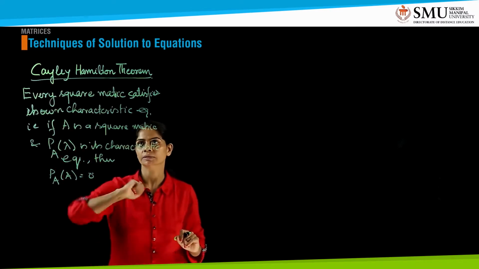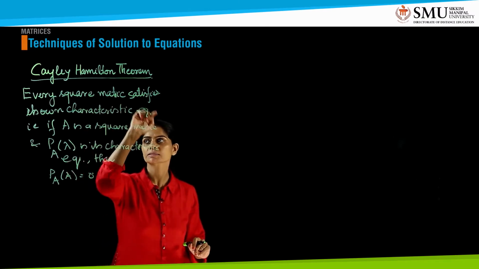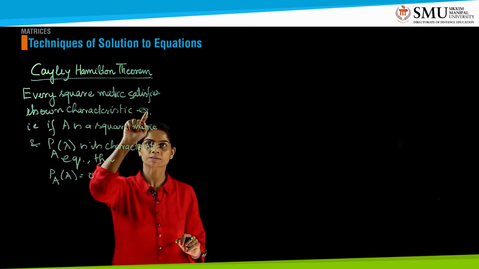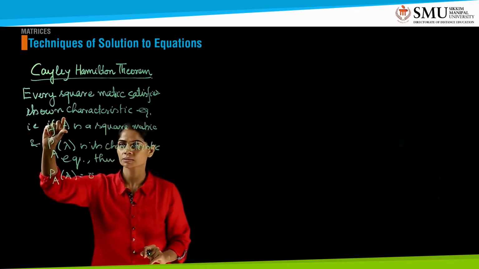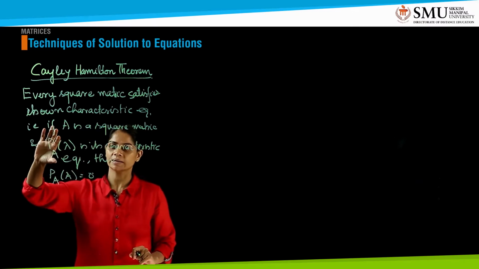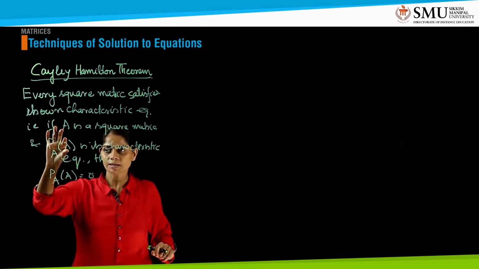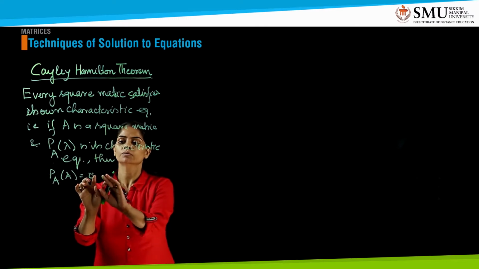Now, let us study what we mean by the Cayley-Hamilton theorem. The Cayley-Hamilton theorem says that every square matrix satisfies its own characteristic equation. It means that suppose A is a square matrix and P(lambda) is the characteristic equation generated by the square matrix A. Then if you put A itself instead of lambda, the result will be 0.